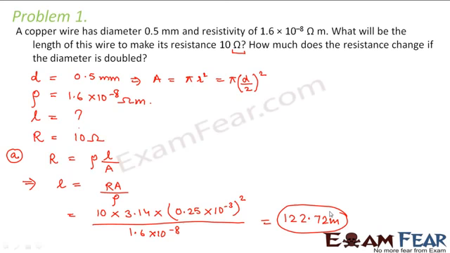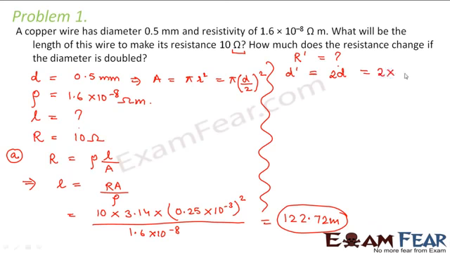Now let us look at the second part of the problem. The second part asks how much does the resistance change if the diameter is doubled. So we have to calculate the new resistance. So let us suppose the new resistance is R dash. So we have to calculate the new resistance when it is told that the new diameter is double the earlier diameter. So D dash becomes equal to 2D.